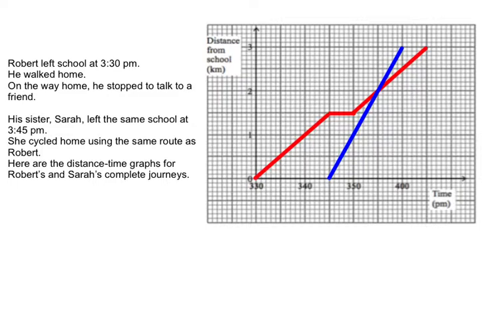So looking at this description and the graph, we should first be able to figure out which line shows Robert's trip and which line shows Sarah's trip. We figured out that Robert's trip is shown in red and Sarah's trip is shown in blue. We're going to look at each part of Robert's trip first. The first part is highlighted in bold there.